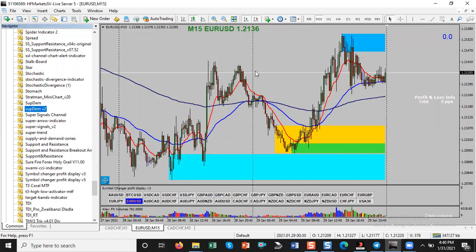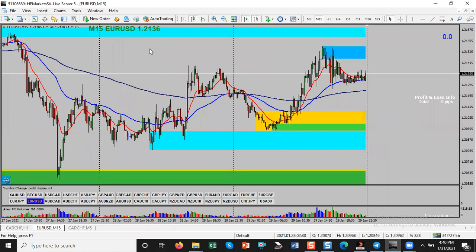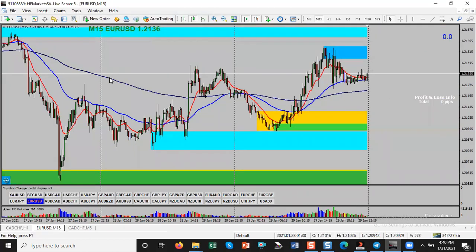So this is a fresh zone for the 60 minutes. This is the retouch or retested zone. All right. So how does this work? Let's go over the setup.